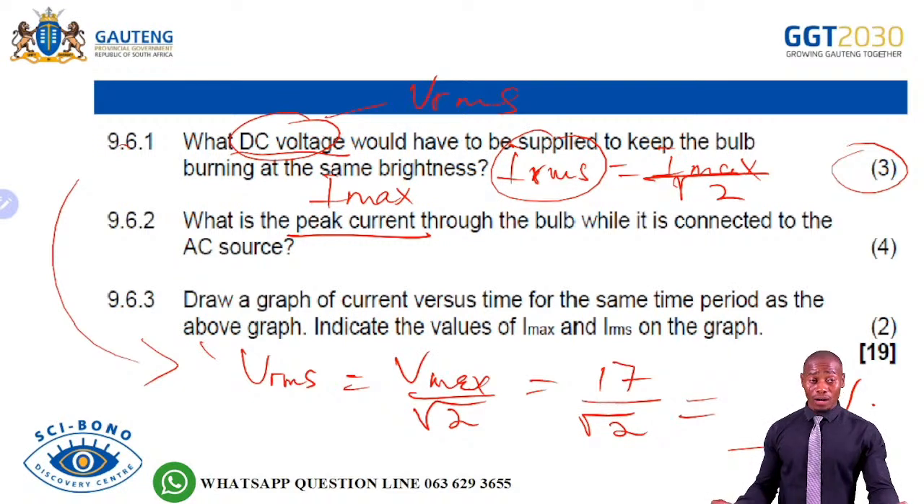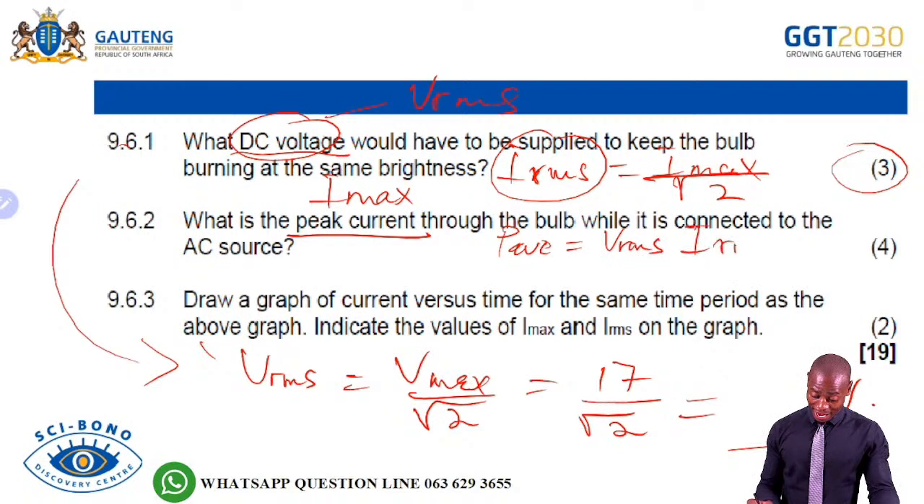All right, so how are we going to get the root mean square current so that we can get the maximum current? We are given average power, and we also have root mean square voltage now. So average power, write it correctly, is Vrms multiplied by Irms. Okay, then here I'm having 15. And then what is the root mean square voltage? I've calculated that. That's 17 over root 2. I multiply that by what?